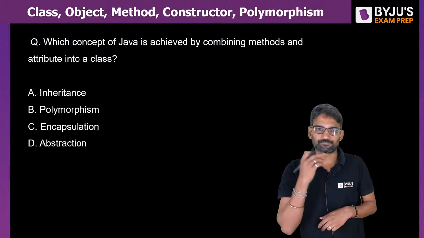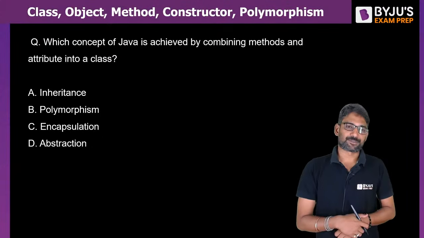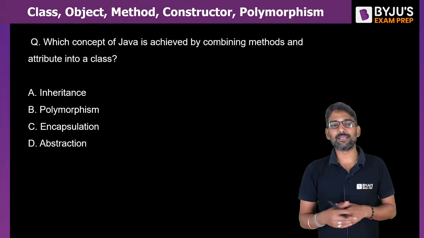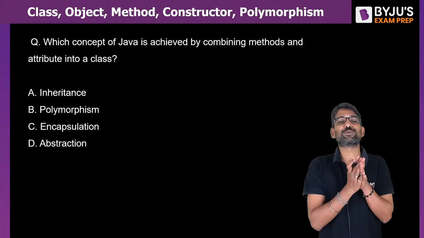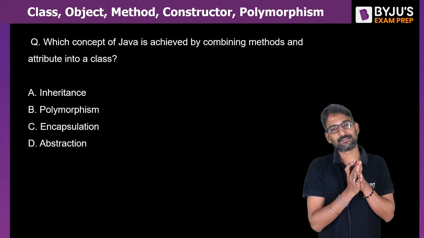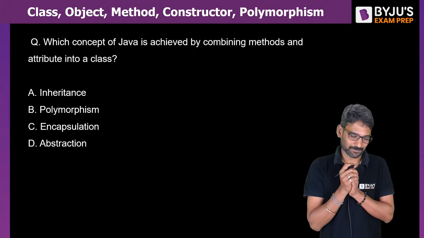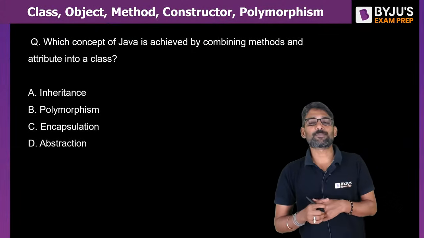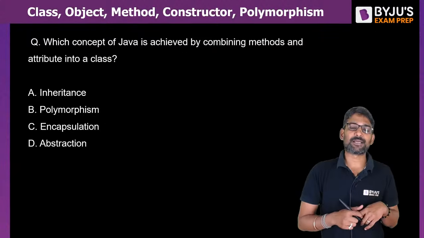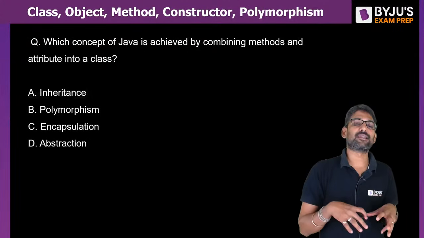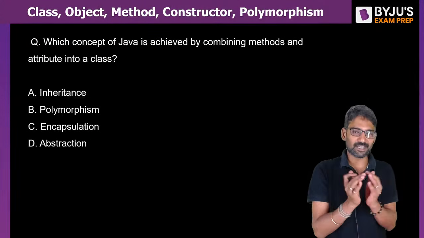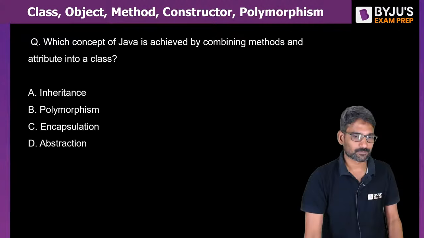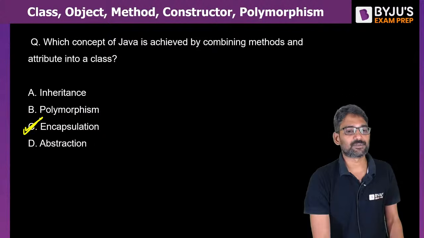Okay. See this question and try to answer. Which concept of Java is achieved by combining methods and attributes into a class? Just now we have discussed it. In a class, methods are there, attributes are there. So what is that? Encapsulation.